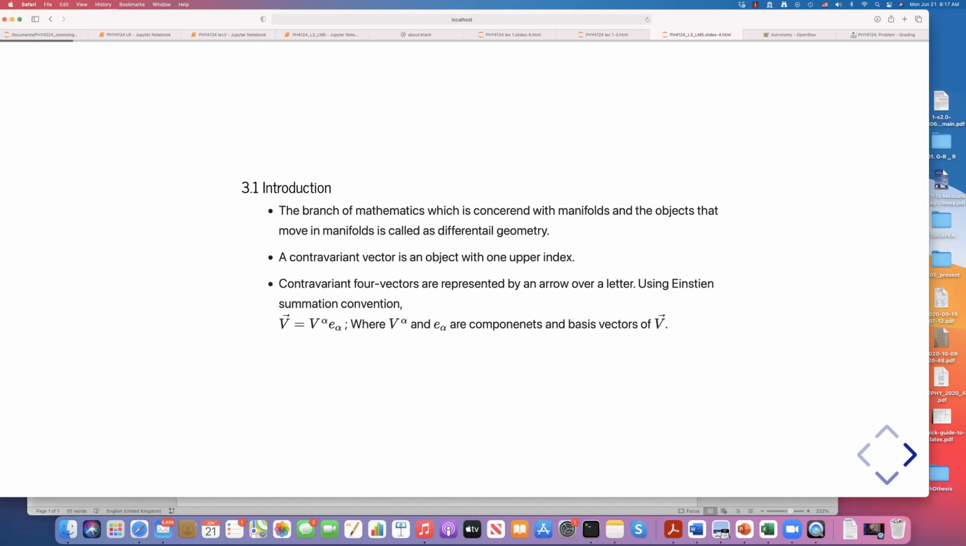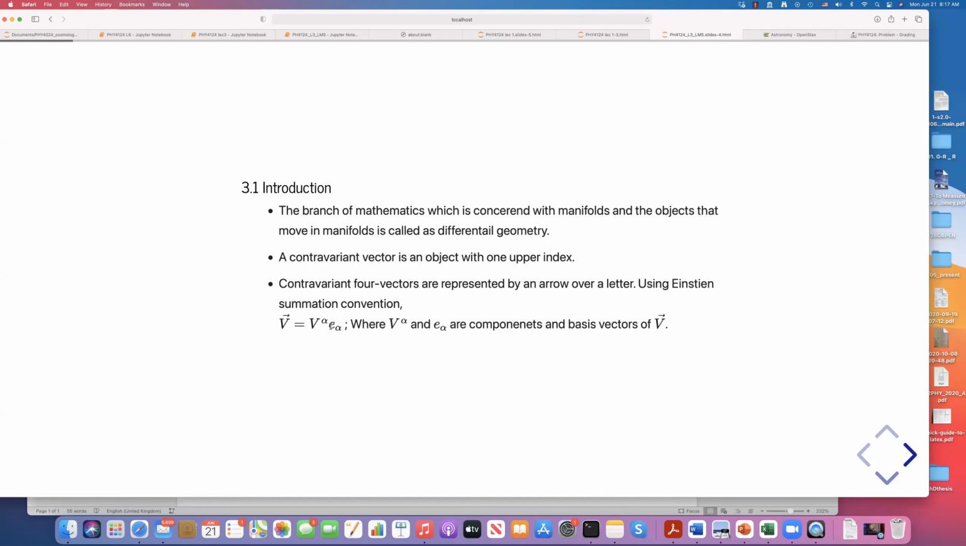And if you use Einstein's summation convention, let's say you have a few components, then you can write it this way, right? So you have the vector right here, and then you write V upper alpha and E lower alpha, which means these two, V alpha and E alpha, are actually components. One is the component of the vector, and E alpha is the basis vector, right?